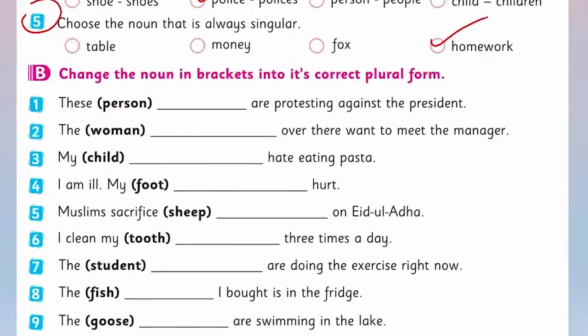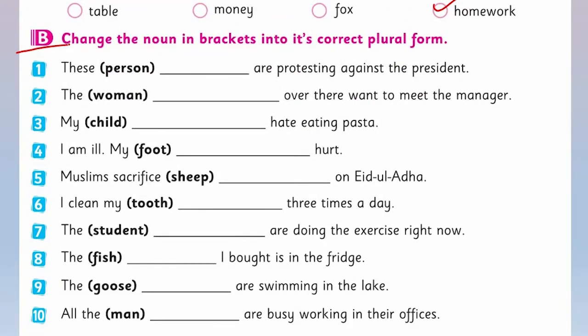Look at section B here. Change the noun in brackets into its correct plural form. Look at the first one. These person are protesting against the president. Here person is irregular now, so we cannot change it. We cannot add anything to it, so we will carry this on as it is.